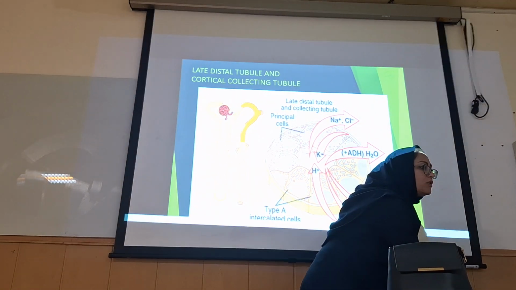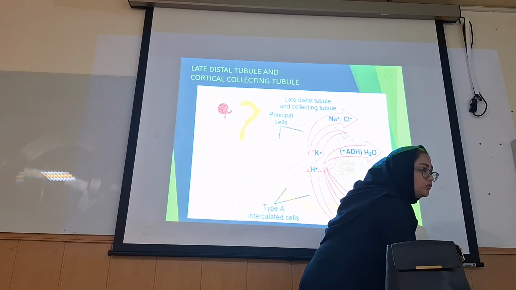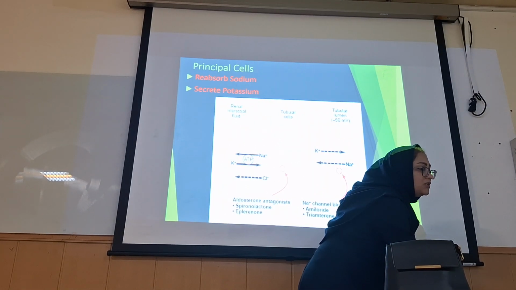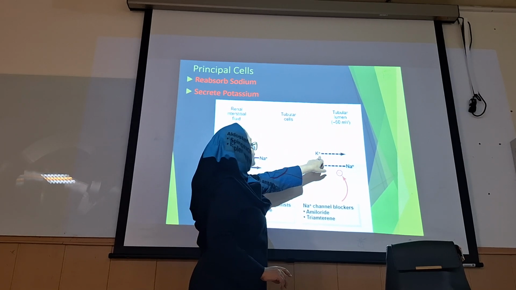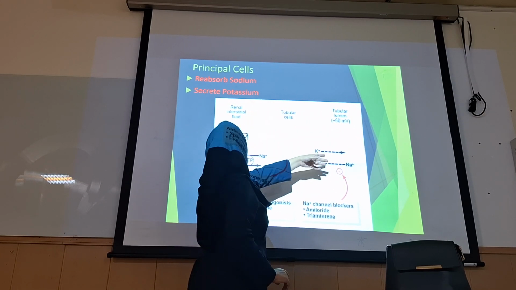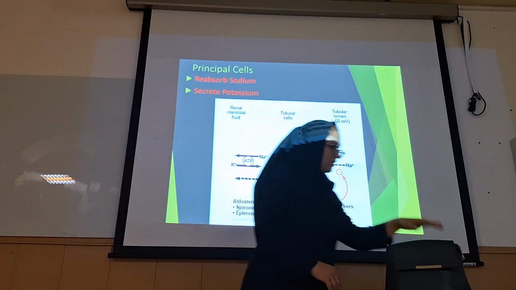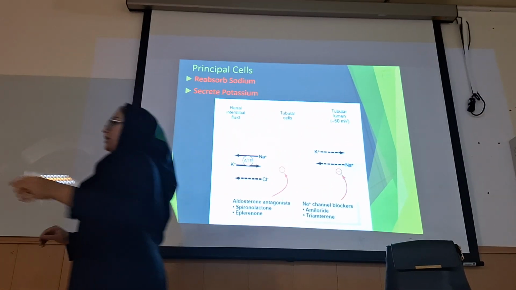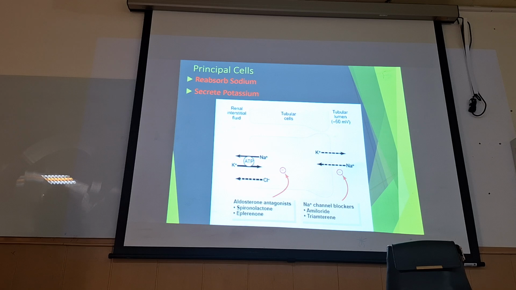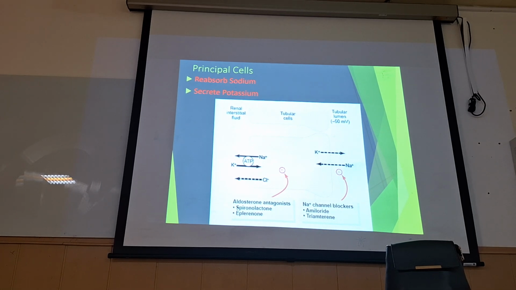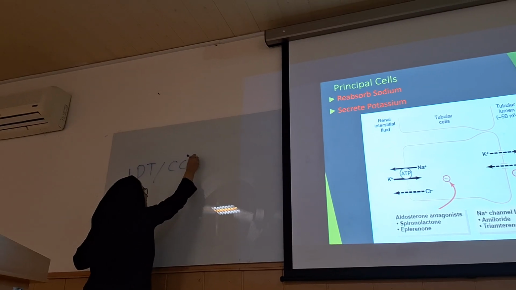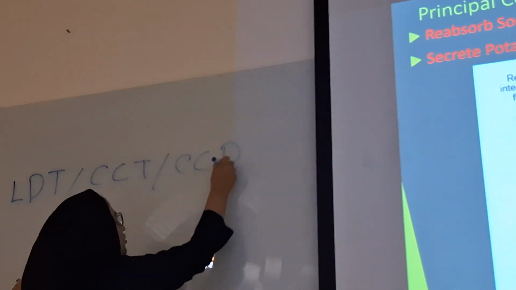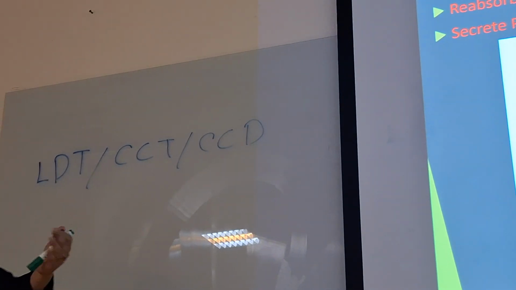Okay, now we are going to talk about late distal tubules, cortical collecting tubules and cortical collecting duct. Here in the apical membrane, we have sodium and potassium channels, in the late distal tubule and cortical collecting tubule, cortical collecting duct. Ducts are larger than tubules. Okay.